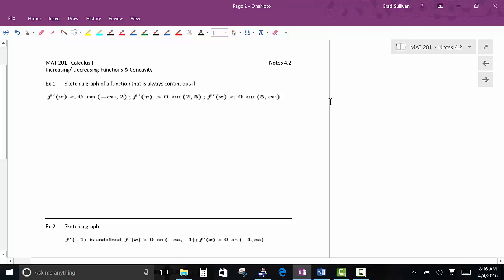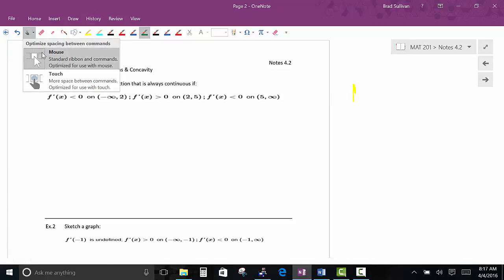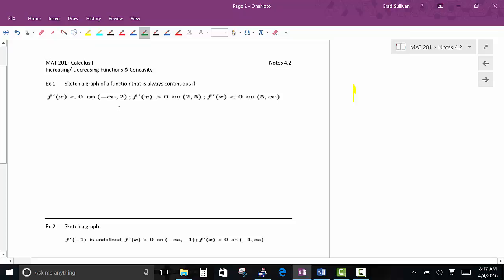On this next page, I want to look at giving some information and seeing if we can draw a graph out of it. This is a typical kind of exercise that I like to have students do to see how well they understand the calculus behind this. The first thing going on here is this piece right here. It says the derivative is negative, less than 0, on the interval negative infinity to 2.